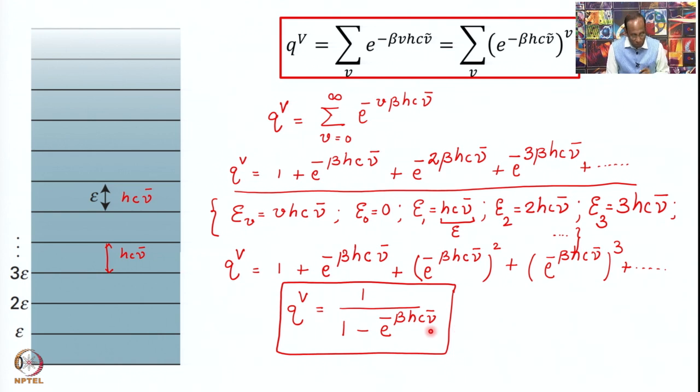So, for a given vibrational wave number, you will have a vibrational partition function. If the vibrational wave number changes, you will have another value of the vibrational partition function. The overall value of the vibrational partition function will be equal to q_V1 into q_V2 into q_V3, etcetera, as we have discussed earlier. So, within the approximation of the harmonic oscillator or uniform ladder of energy levels, we can use this expression at any temperature. And we can now discuss what happens when the temperature is very high, what happens when the temperature is very low, and whether we can further modify this expression.